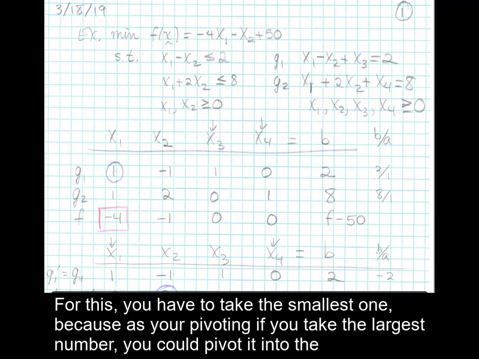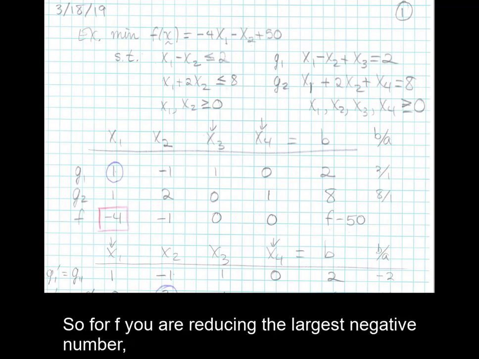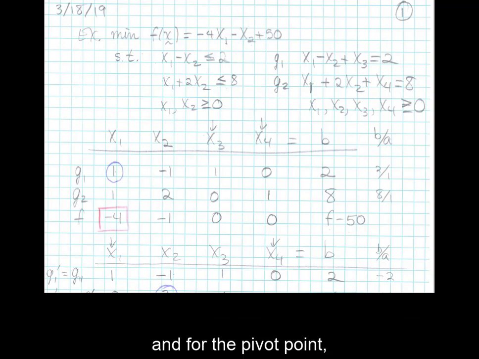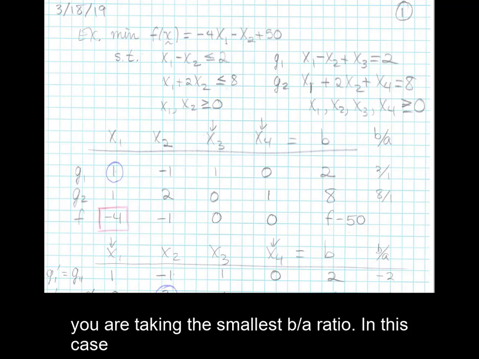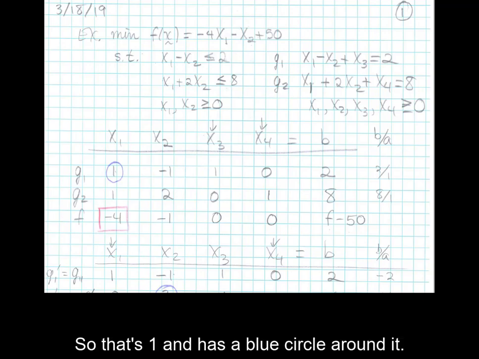For this, you have to take the smallest one, because as you're pivoting, if you take the largest number, you could pivot into the infeasible space. So you always want to pivot to the nearest point, the smallest b over a ratio. So for F, you're reducing the largest negative number, and for the pivot point, you are taking the smallest b over a ratio. In this case, x1 in G1. So that's 1 and has a blue circle around it.